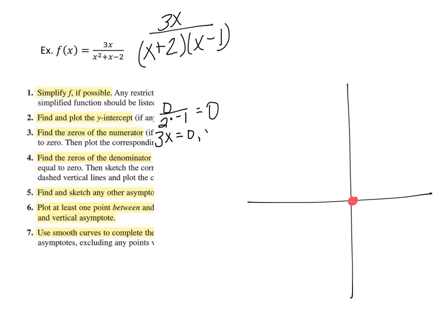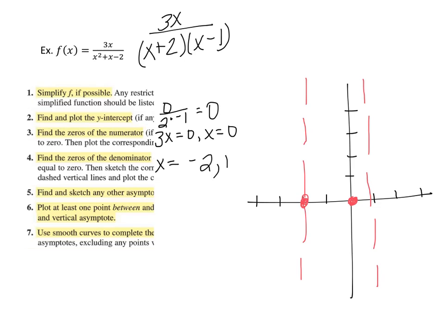3x equals 0 means x has to equal 0, already on the graph. Zeros of the denominator be negative 2 and positive 1. So I know I'm going to be crossing the x-axis at negative 2 and positive 1. Oh, I'm sorry, not crossing. Those are going to be my vertical asymptotes. Horizontal asymptotes, look at your degree. Bottom is bigger, means y equals 0.